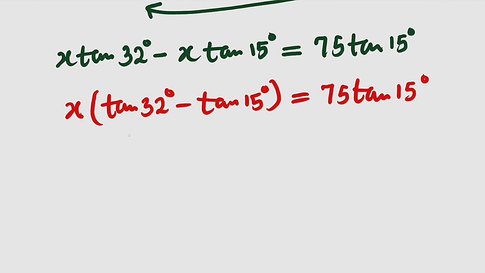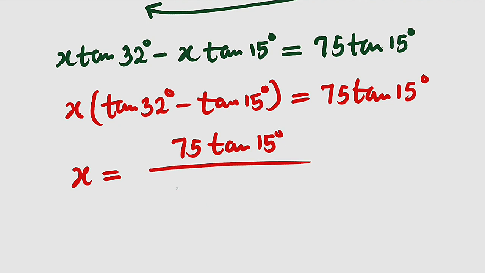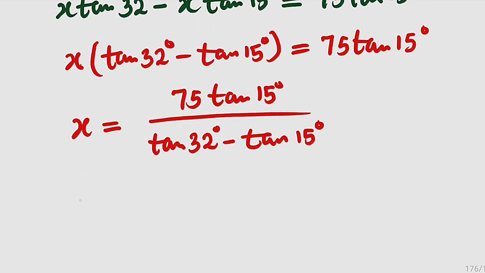Since we are looking for x, we can divide both sides by tangent of 32 minus tangent of 15 degrees. Finally, x is equal to 75 tangent of 15 degrees divided by tangent of 32 degrees minus tangent of 15 degrees. So this is exactly what we have. I'm just going to press everything into my calculator and find the value of x. By so doing, x is approximately equal to 56.3 in one decimal place. So this is the value of x.